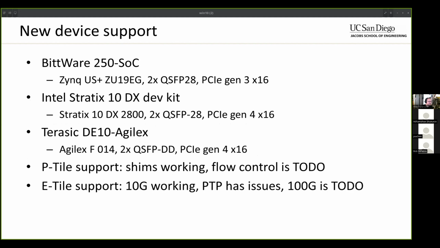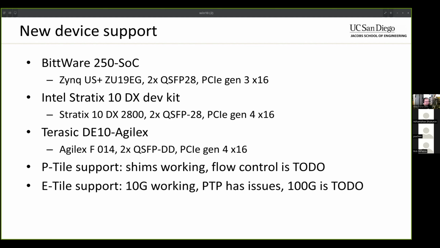All right, so getting on to the new device support, the BittWare 250 SoC support has been added to the repository. For the Stratix 10 DX dev kit, I've added a 25 gig design that can be configured for 10 gig as well. The 100 gig design for the Stratix 10 DX currently does not build yet. There's some sort of an error associated with the E-tile that I'm running into. So once we get that sorted out, then I'll add that one as well. I guess I also have to get it to close timing. We'll see about that. The Stratix 10 is quite a bit slower than the Agilex in terms of the fabric logic.